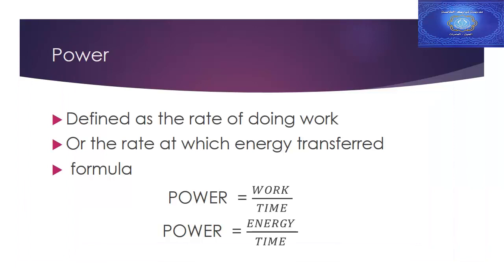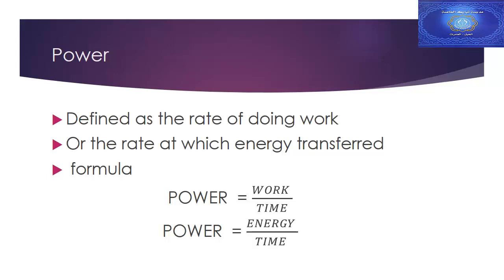Power. Power is defined as the rate of doing work or the rate at which energy is transferred. So power depends on the time needed for doing work. Suppose a small engine can do just as much work as a big engine, but the small engine takes longer to do it, and the bigger engine can do the work at a faster rate. The rate at which work is done is called power. So the small engine has small power, but the big engine has higher power.